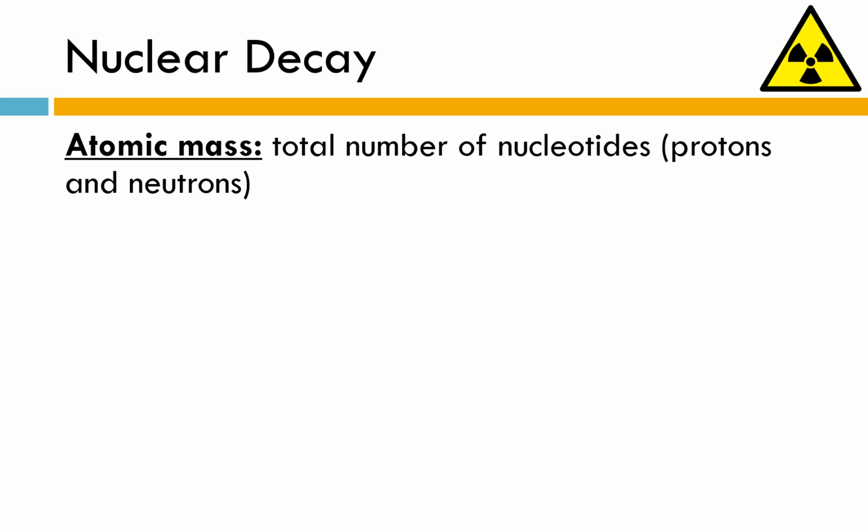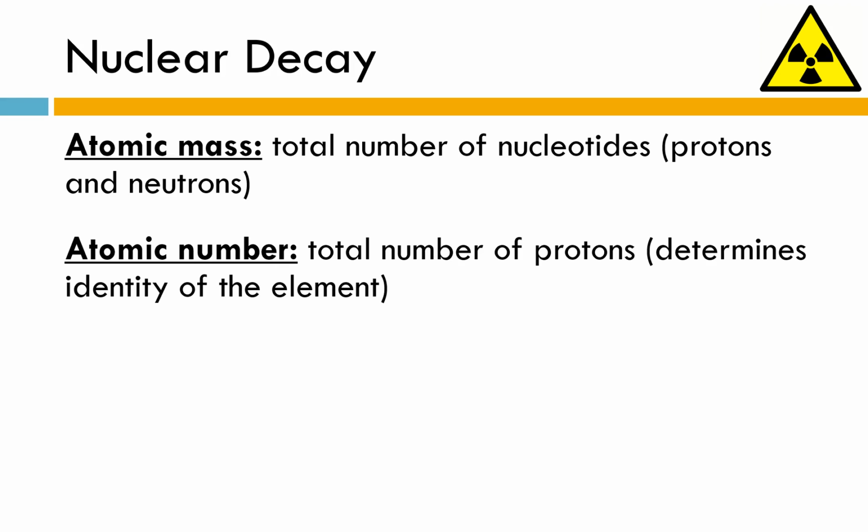Just to quickly review atomic mass and atomic number: atomic mass is the total number of nucleons, and nucleons are really just a fancy way of saying protons and neutrons, the only two subatomic particles that we see in the nucleus. The atomic number tells us the total number of protons present, and ultimately the number of protons determines the identity of the element. For example, if you've got an atom that has 8 protons in its nucleus, it has to be an atom of oxygen. If it's got 92 protons in its nucleus, it has to be an atom of uranium, and so forth.